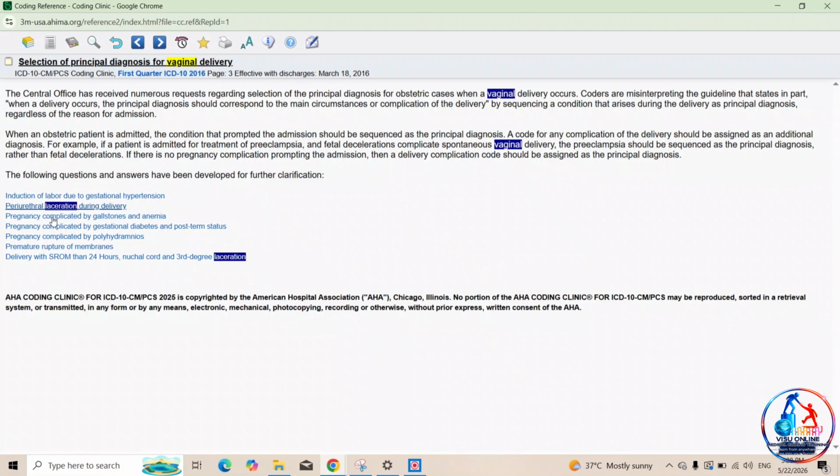In this case, the patient was admitted without any complications of pregnancy. However, the patient suffers a tear during the delivery. The main circumstance or complication of the delivery, in this case, is the periurethral tear.